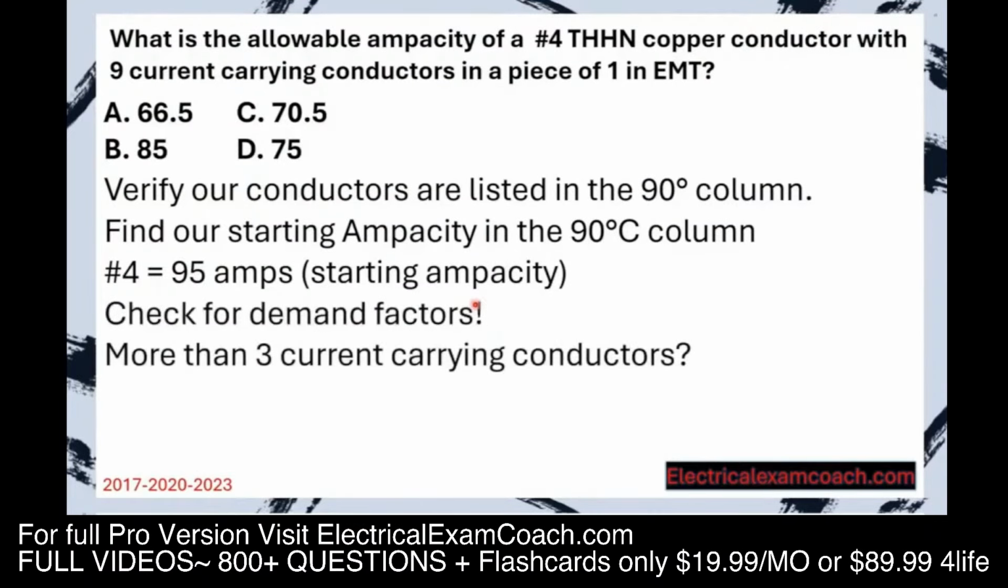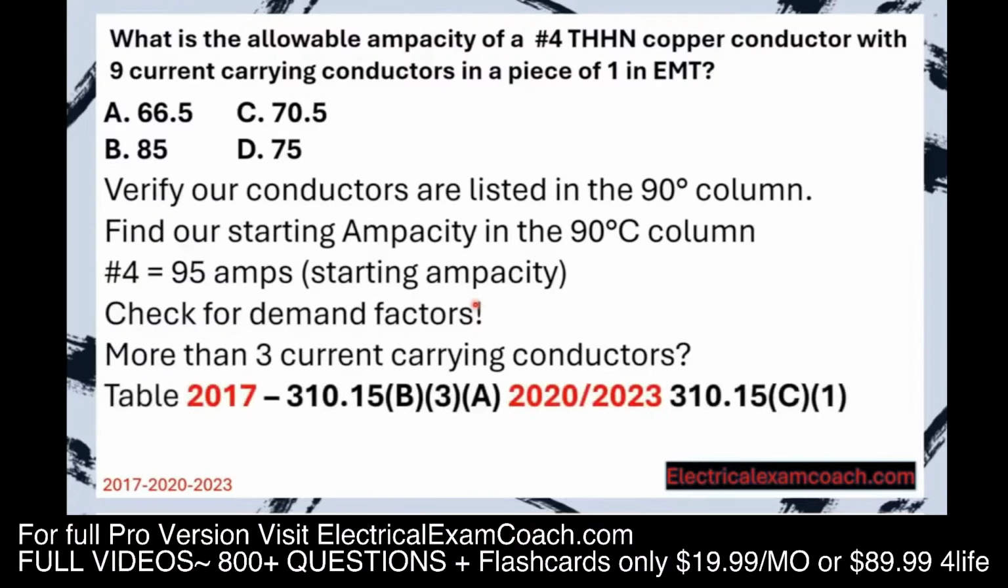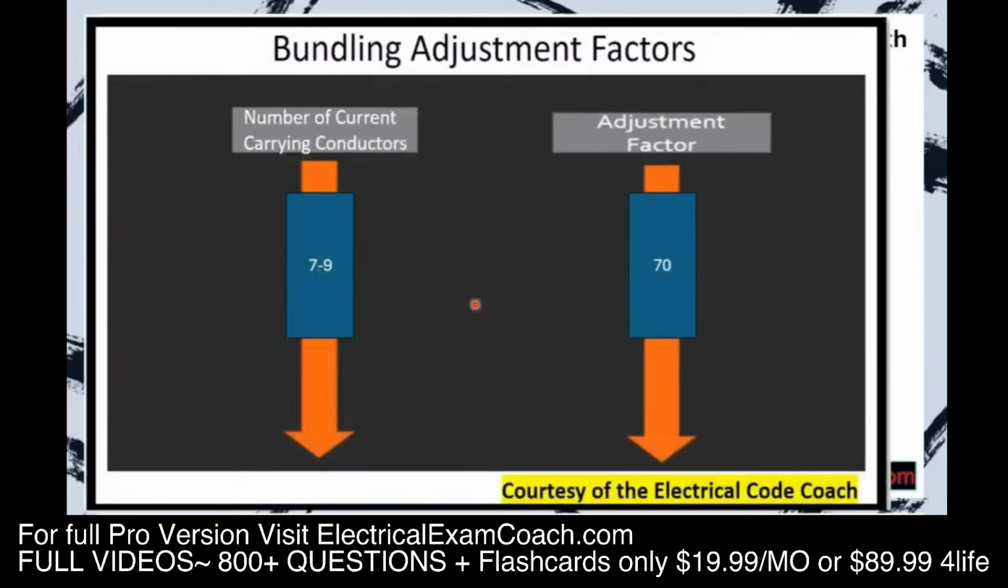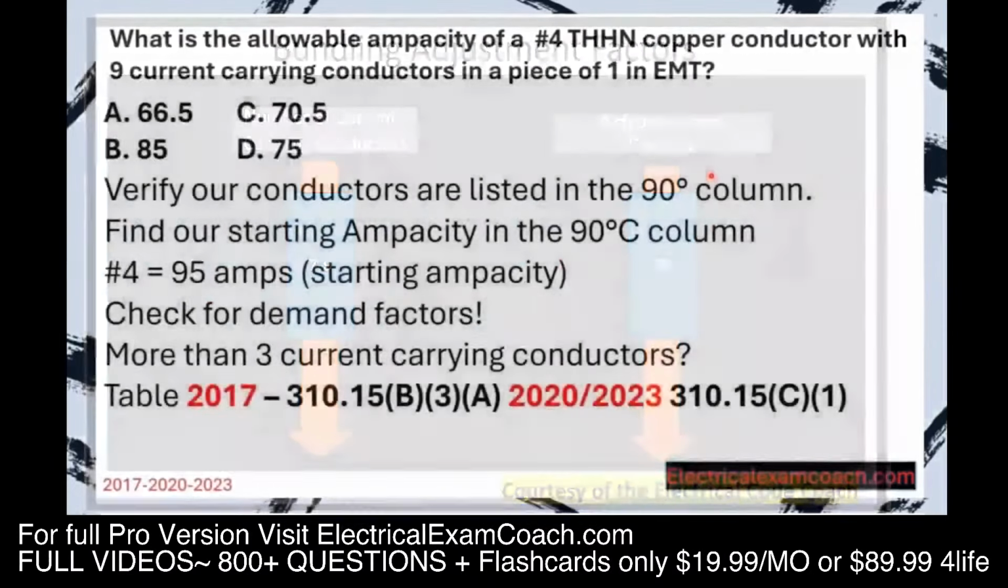Are there more than 3 current carrying conductors? There are, so we must apply the demand factor. We're going to head to either table depending on what code cycle you're in. It is our bundling adjustment factor table. And when we get there, we're going to start on the left-hand side. We come down and find our number of current carrying conductors. Then we cross over and find our demand factor. Now we can get to work.